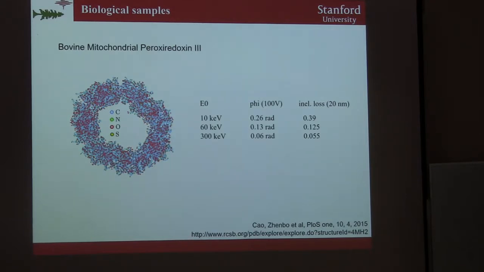But roughly speaking, if you have a 20 nanometer thick object and you put an electron beam through it, this is the ice used in cryo electron microscopy, the amount of inelastic loss is going to be less than 10%, about 5%.